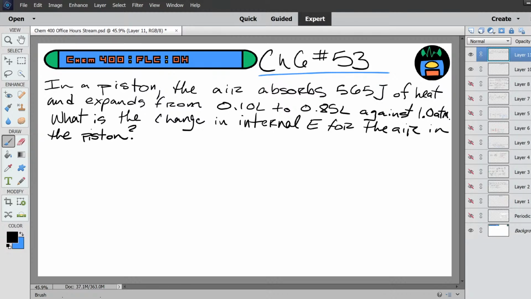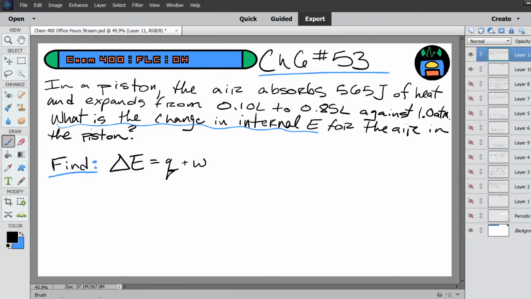Okay, so first thing we got to identify is what we're after, right? What we're trying to find. And it says it right here. What is the change in internal energy? They want to know what delta E is. All right, now delta E, we know, has an equation. The change in energy is equal to the energy transferred through heat plus the energy transferred through work.